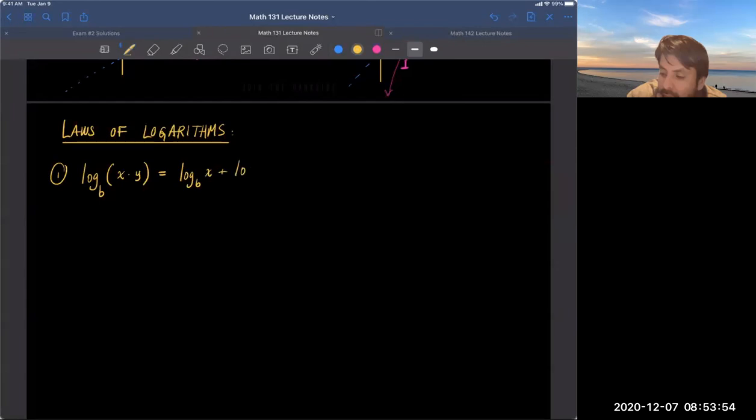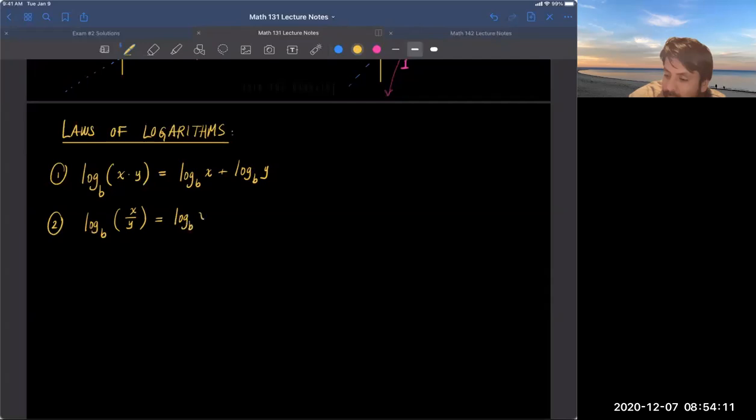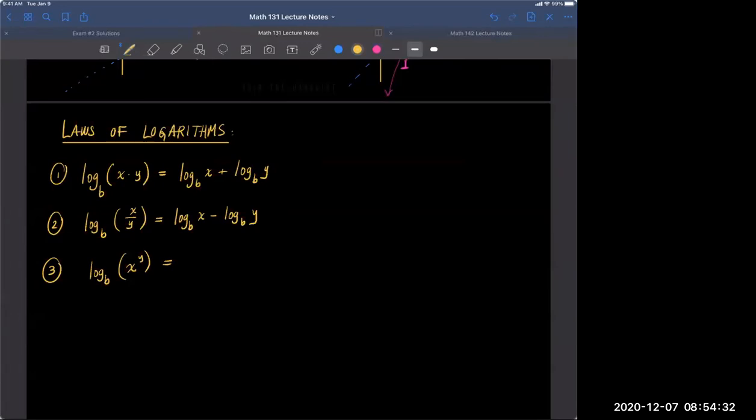That's right. That's the sum rule. Then you have log base b of x over y. This becomes what? It's the difference rule: log base b of x minus log base b of y. Good. And then what if I have log base b of x to the y power? This is the power rule. How can I rewrite this? I don't remember that one. Does anybody remember?